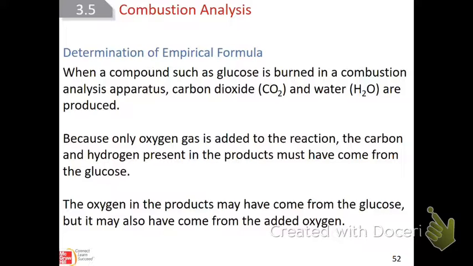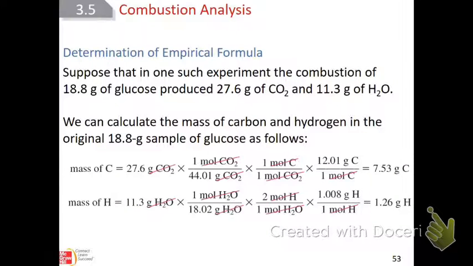it shows you another example here, right here. Suppose that in an experiment of the combustion of glucose, it gives you this breakdown of what's produced: 18.8 grams of glucose produced 27.6 grams of carbon dioxide and 11.3 grams of water. So how would you do that? You also know that in order for this combustion to take place, what else had to be present? Oxygen.